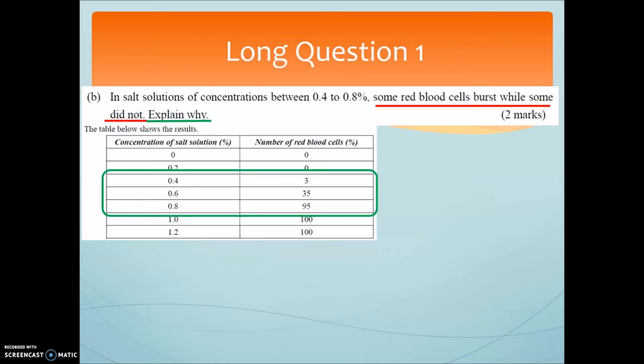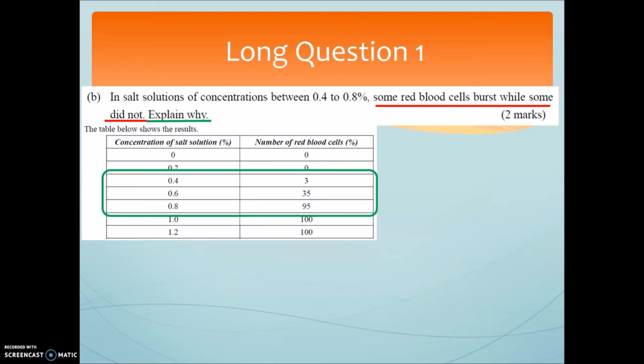Okay, so let's move on to part B. In part B, it's talking about when we put the red cells in the salt solution of concentration between 0.4 and 0.8%. We found that the percentage of red cells present under the microscope is still, maybe 3% or 55%, so they still exist. In these cases, we start to think that some red blood cells burst while some did not burst. So I would like to know the reason behind it.